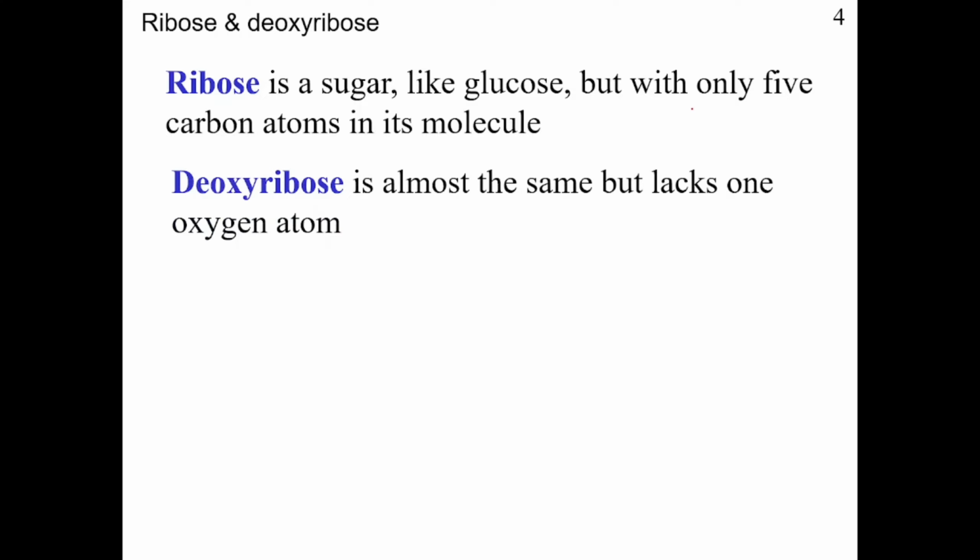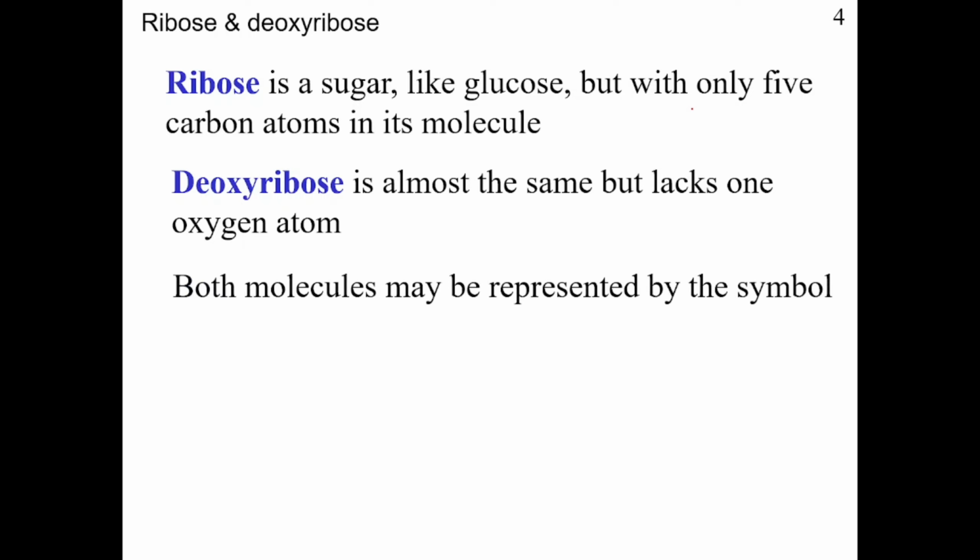Deoxyribose is almost the same but lacks 1 oxygen atom. Hence, DNA is the most stable genetic material. RNA is not a stable genetic material, but DNA is the most stable since it lacks 1 oxygen atom in its molecule. Both molecules may be represented by this symbol. This is 1, 2, 3, 4 and 5, 5 carbon atoms present in its molecule.